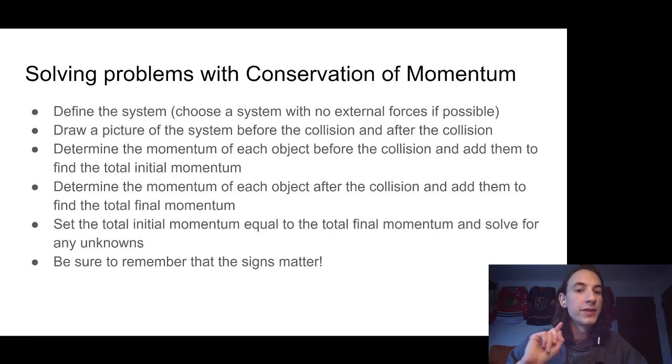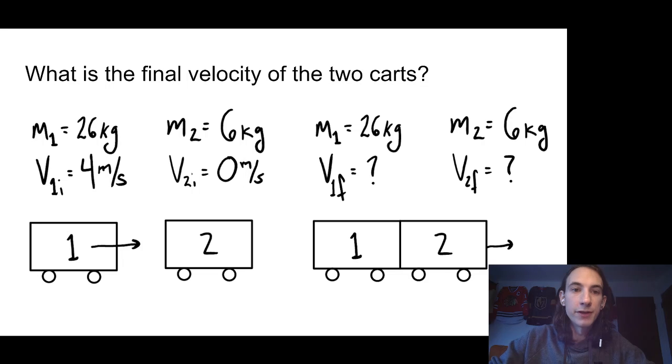And we also have to remember that signs are super important. If we have something moving in the negative direction, we have to define that as a negative momentum. So let's try one out really quick. Let's say I have cart number 1 moving to the right towards cart number 2.